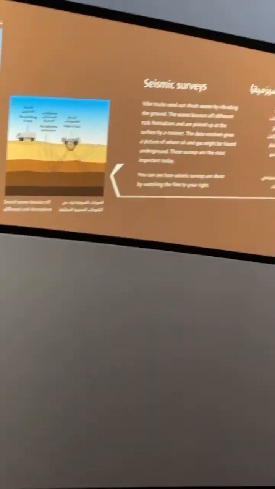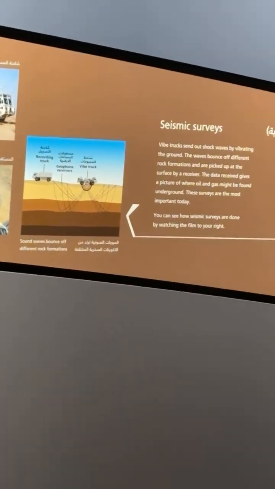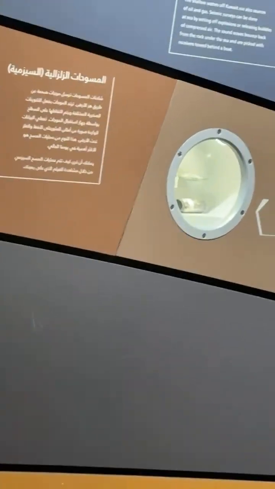Now there are numerous different methods of finding oil and gas. One of which is a method that we refer to as seismic surveys. Seismic surveys are done by using trucks that send vibrations to the ground. We then receive this data through receivers, and after that we can come up with 2D or 3D maps that tell us about the exact location of the oil underground.